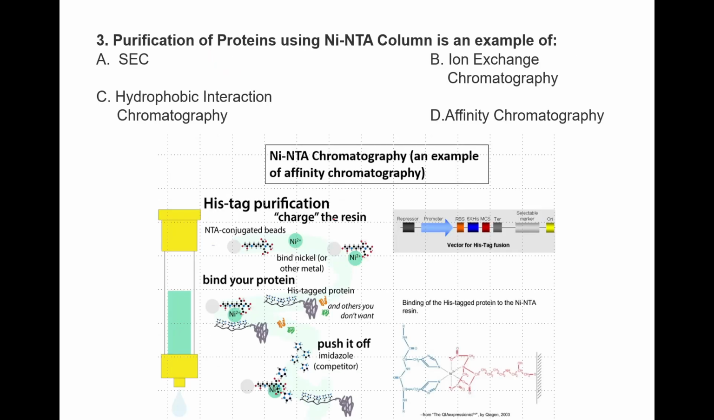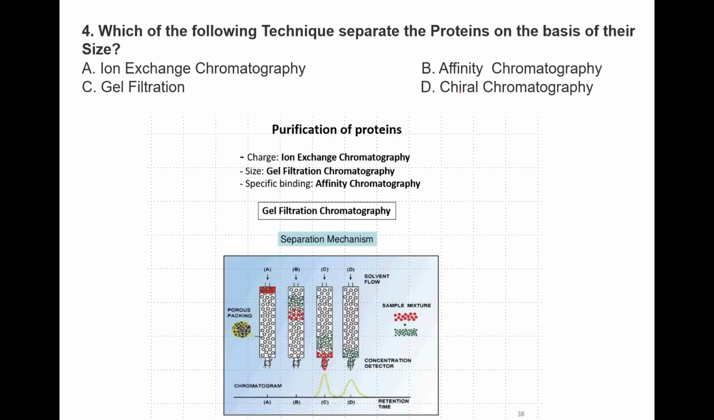Then, purification of proteins using Ni-NTA column is an example of... As I discussed last class, Ni-NTA works by the affinity of the His-tag to the nickel NTA column, right? From the name itself, it is affinity chromatography. So Ni-NTA chromatography is an example of affinity chromatography, which we discussed in the last class. I'm discussing one question after another. If you have any doubts, you can stop me in between.